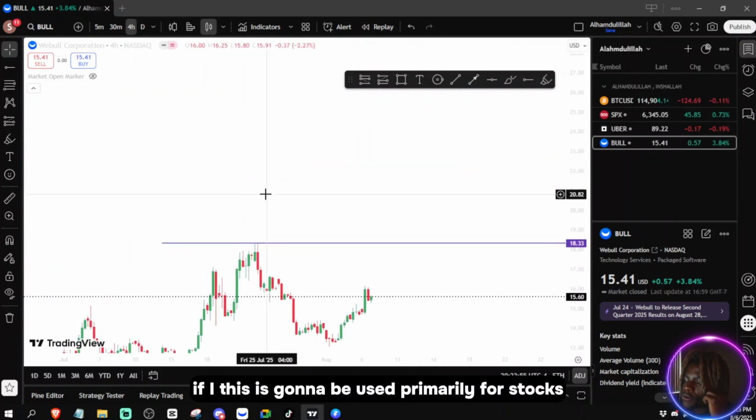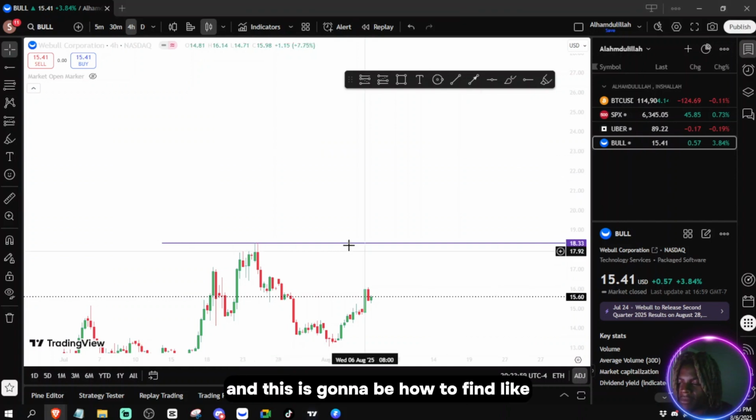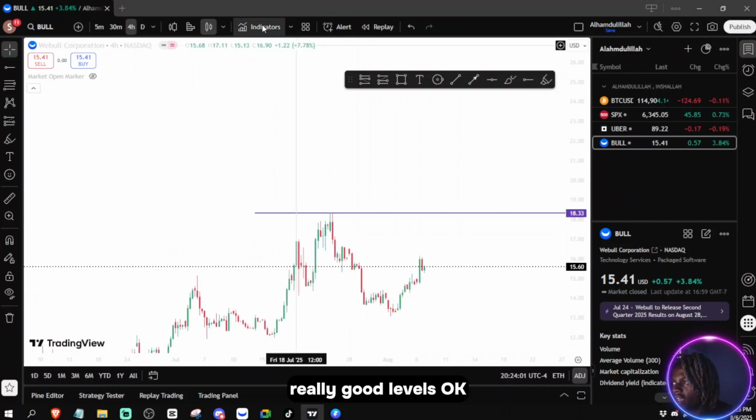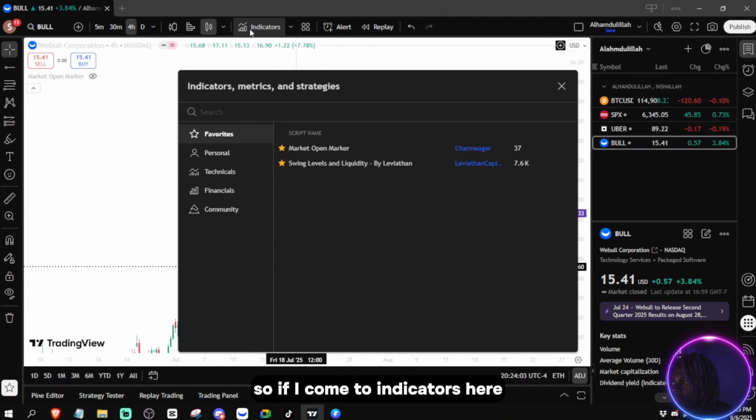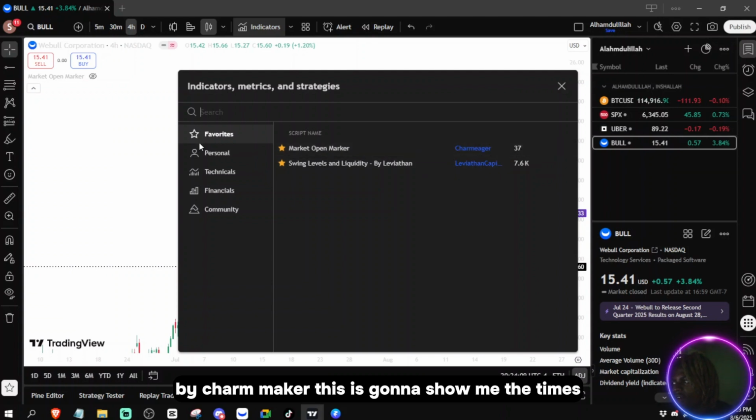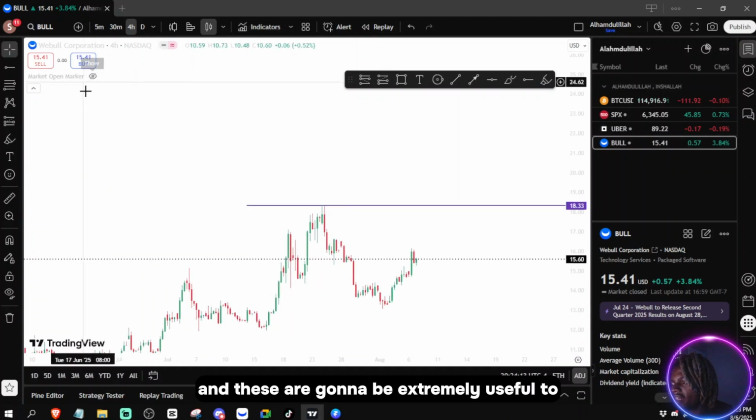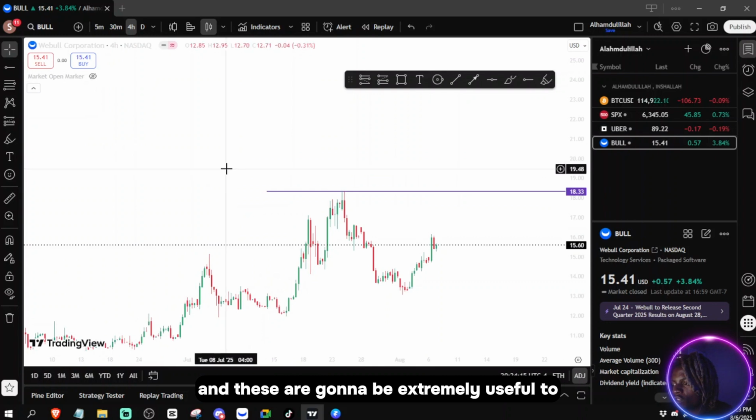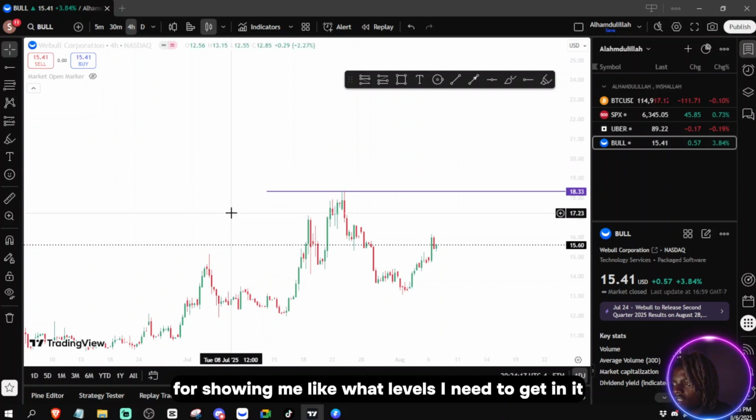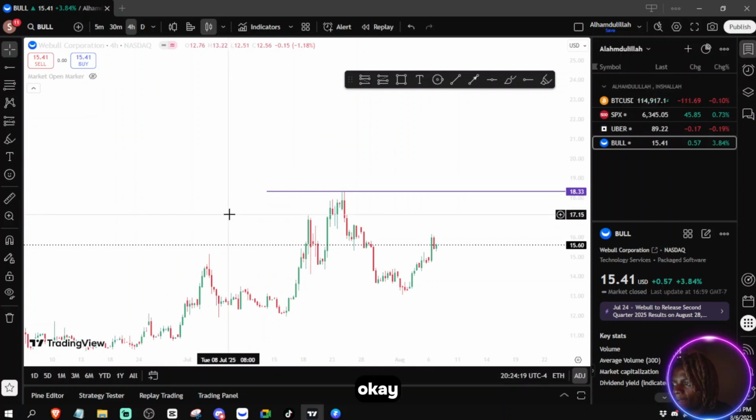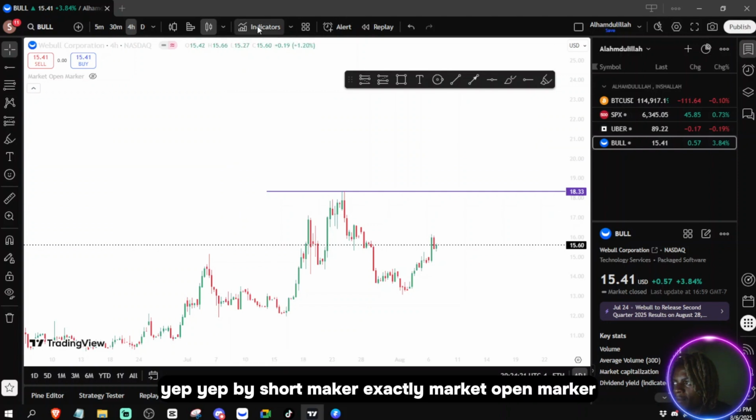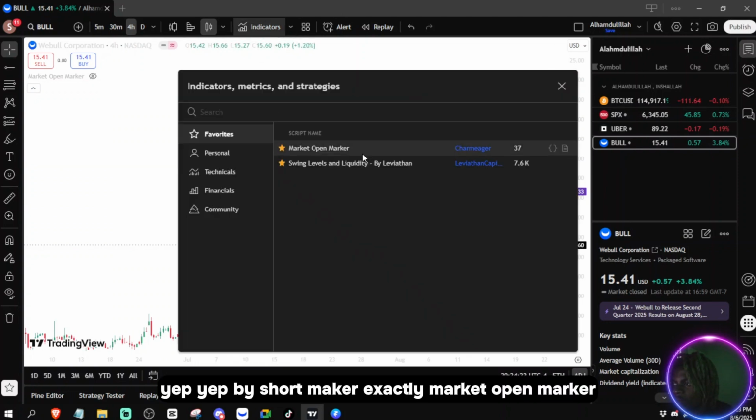Now check it. This is going to be used primarily for stocks that this method works, and this is going to be how to find really good levels. So if I come to indicators here and I turn on this indicator, market open marker, by ChartMaker. This is going to show me the time as soon as market opens, and these are going to be extremely useful for showing me what levels I need to get in at. Yep, by ChartMaker. Exactly. Market open marker.